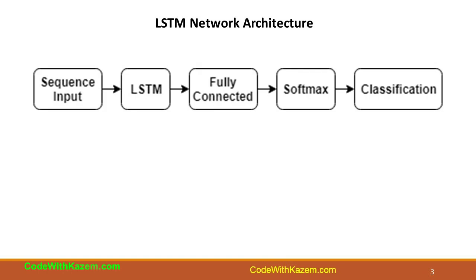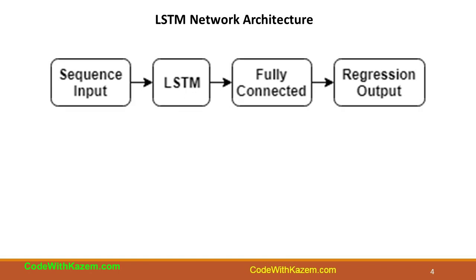LSTM network architecture. The core components of an LSTM network are a sequence input layer and an LSTM layer. A sequence input layer inputs sequence or time series data into the network. An LSTM layer learns long-term dependencies between time steps of sequence data. This diagram illustrates the architecture of a simple LSTM network for classification. The network starts with a sequence input layer followed by an LSTM layer. To predict class labels, the network ends with a fully connected layer, a softmax layer, and a classification output layer.